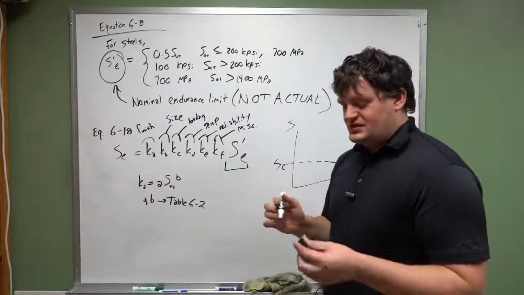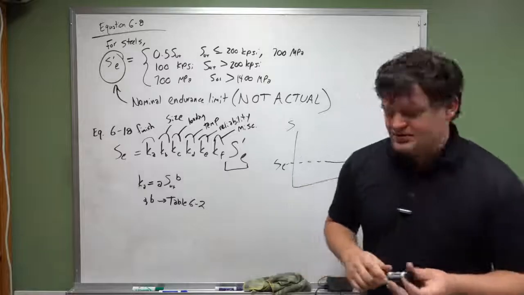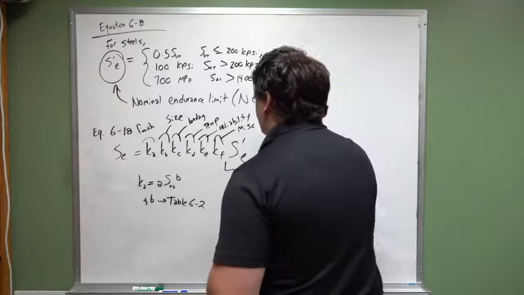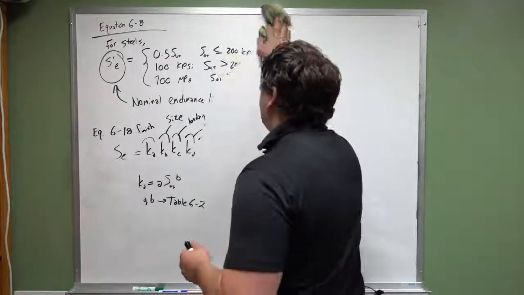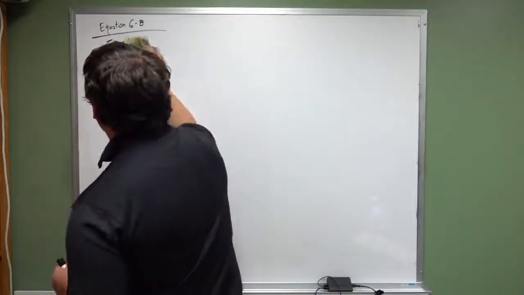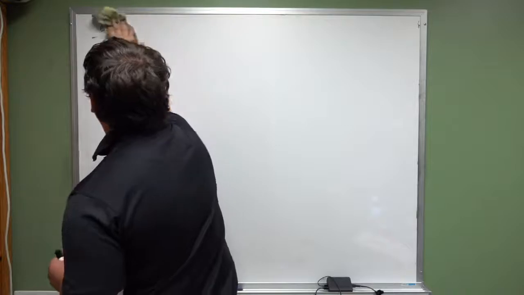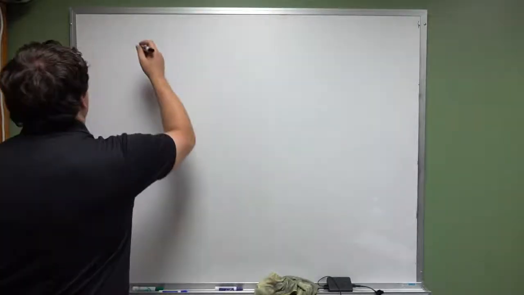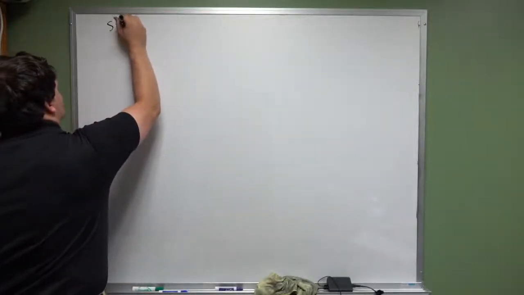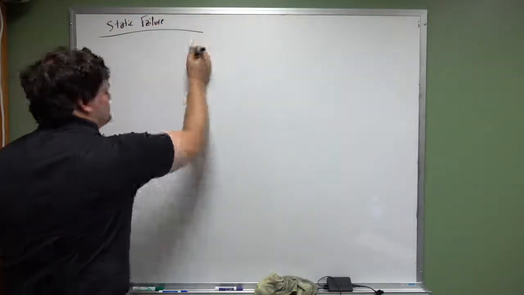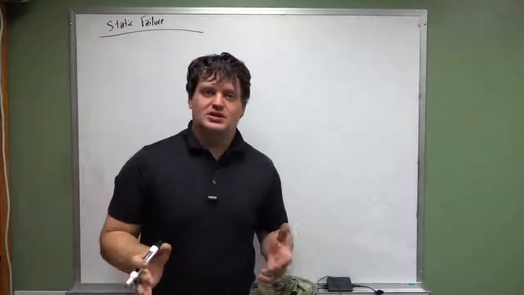Now, what good does the endurance limit do for us? Well, as I mentioned before, for static failure, we're looking to have the yield strength or the ultimate tensile strength or the ultimate compressive strength. That is going to be our failure condition. Here, I'm going to diagram out the process for determining static failure. Just kind of a review of what we talked about last week.